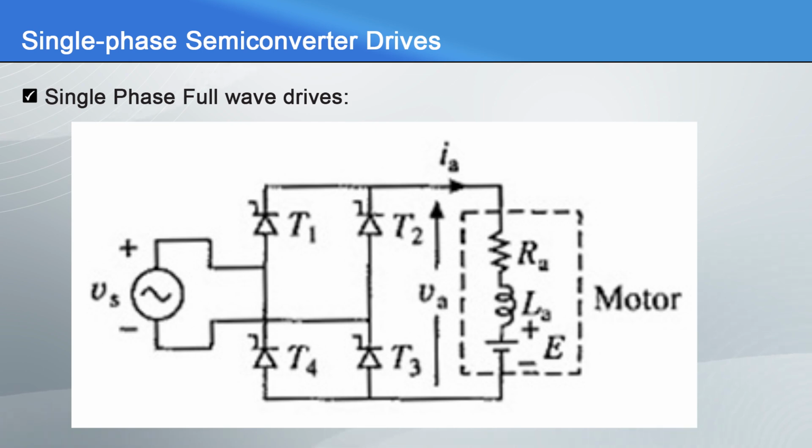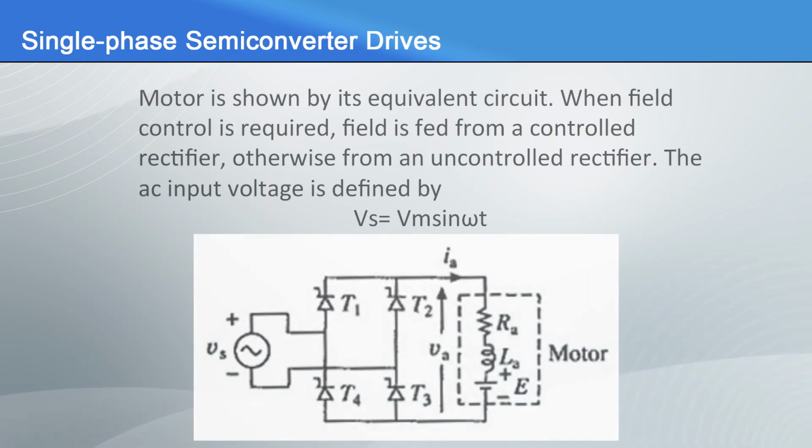A full wave drive using a fully controlled converter is shown in the figure. Having thyristors in all positions, the firing of the thyristors allows negative average voltages, making the power flow from the load back to the supply. The motor can be braked effectively using regenerative braking. The motor is shown by its equivalent circuit on the load side. When field control is required, the field is fed from a controlled rectifier, otherwise from an uncontrolled rectifier.